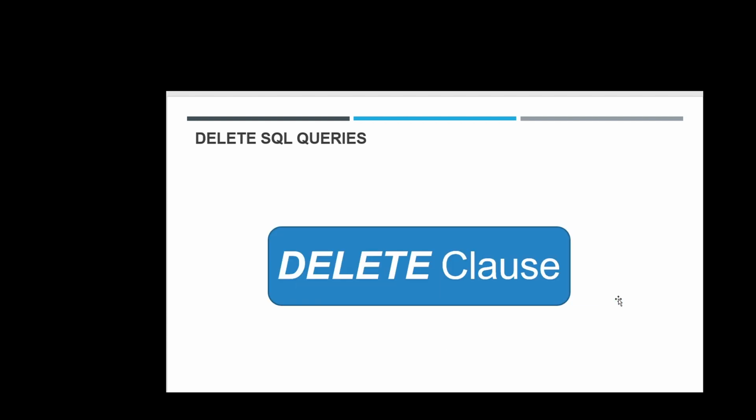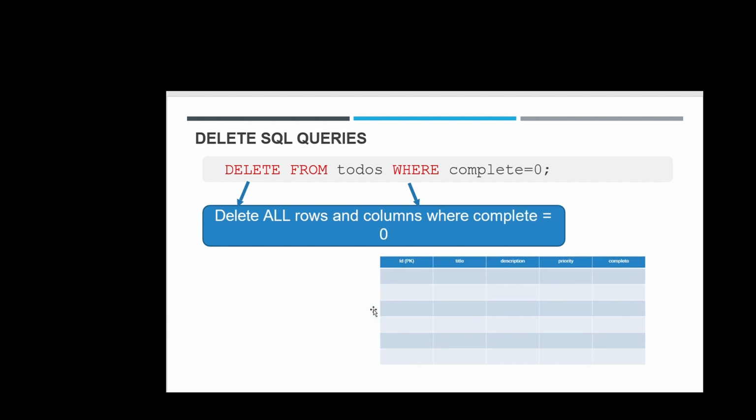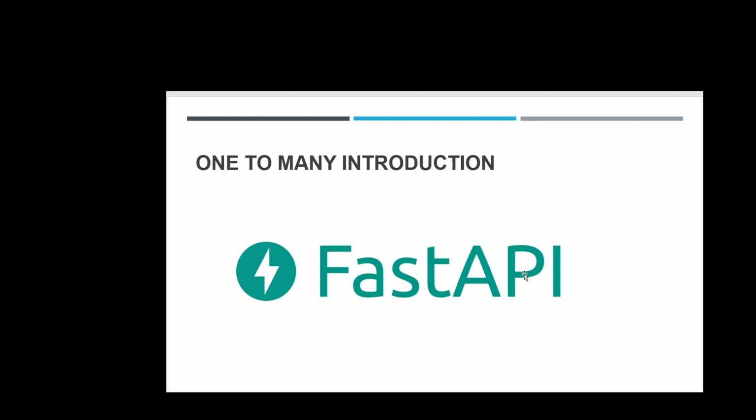The other important one is how to delete some records. For example, we can delete from the todos the ID 5. So you see the table, when the 5th ID is deleted, we have all the rows except for the 5th one. Also, we can delete all the rows where complete is equal to 0, and we can see we now do not have any rows where complete is equal to 1. It will just delete all the rows.